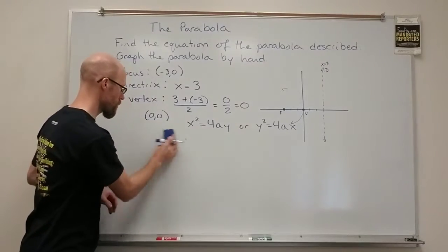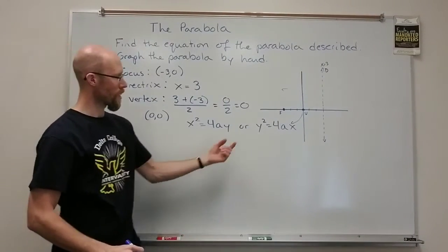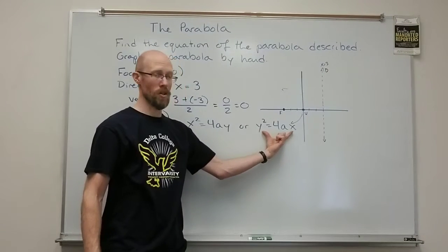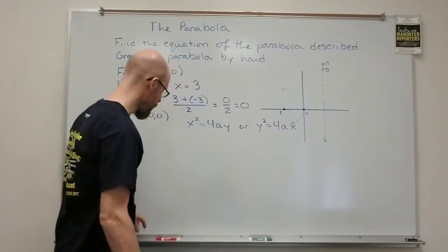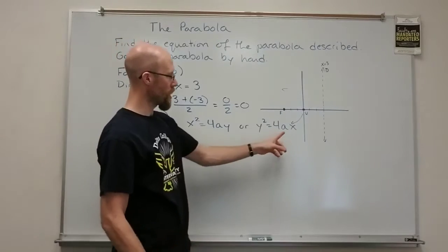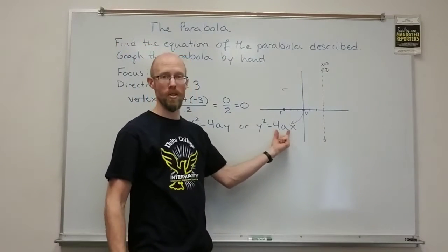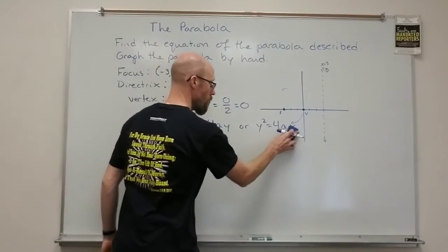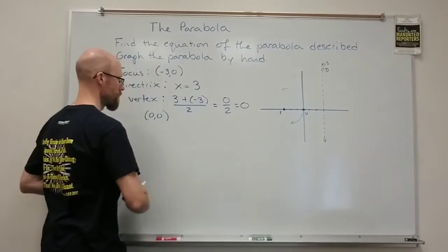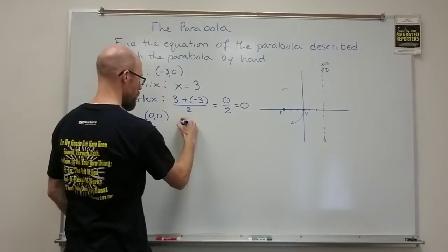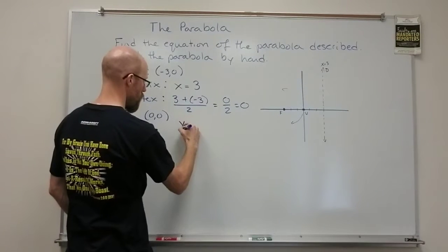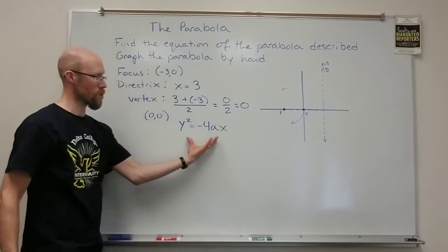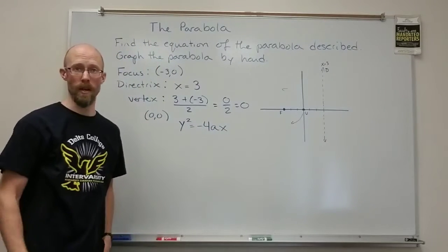And so if this is a horizontal graph, then I actually want the x to be the linear and the y to be the square. So I'm going to go with this second equation. I also know that the a value is negative. This coefficient is going to be negative because the parabola is pointing left. So I'm going to use that one. So I know that y squared equals negative 4ax. That's the structure of the equation that we're going to end up with.